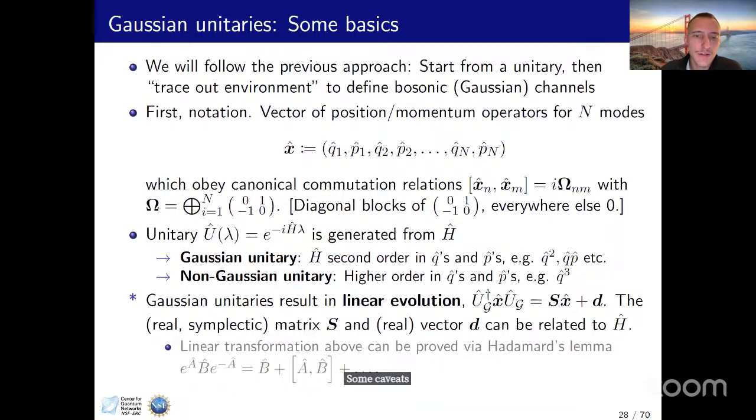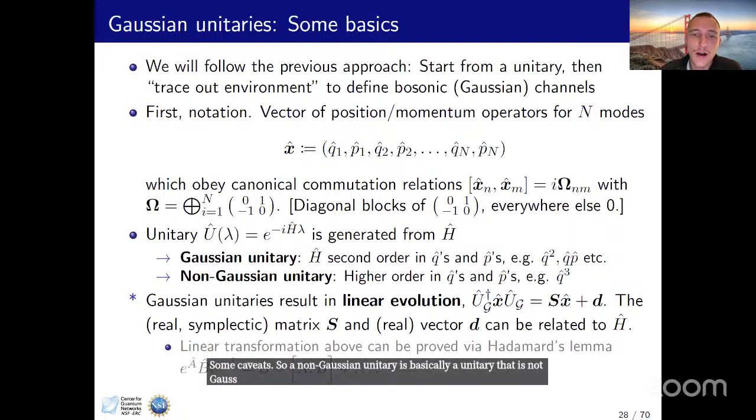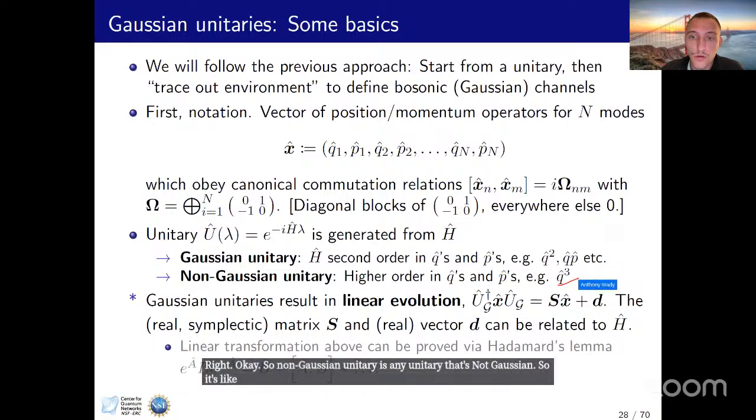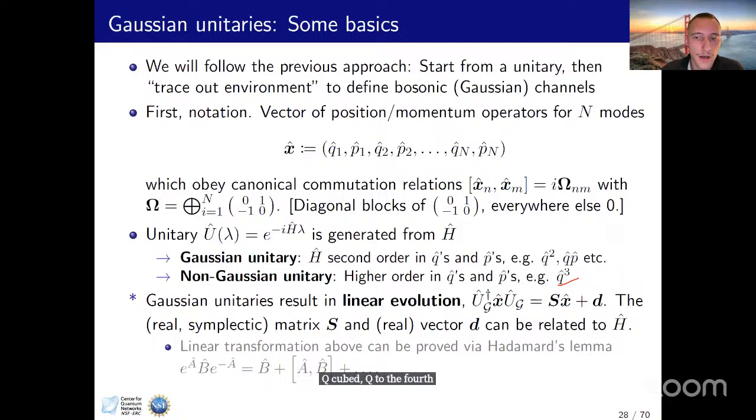So a non-Gaussian unitary is basically a unitary that is not Gaussian. I should say also that a Gaussian unitary can be quadratic, it can also just be linear. So it could just have a term that goes like Q. So, okay, a non-Gaussian unitary is any unitary that's not Gaussian. So it's higher order: Q cubed, Q to the fourth, or some nonlinearity in there.